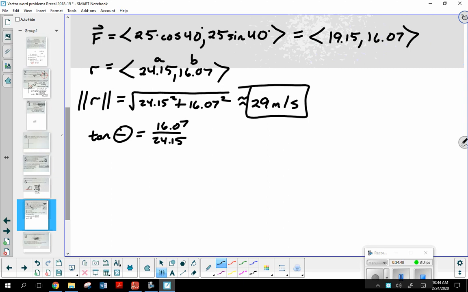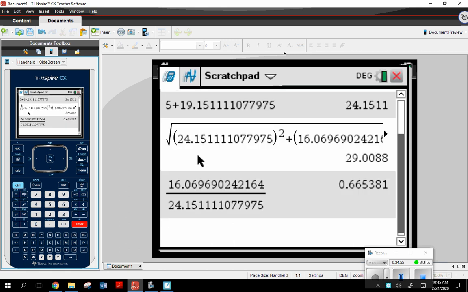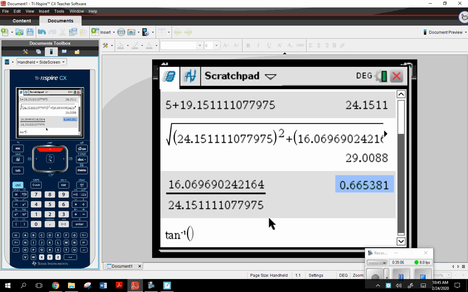24.5. Now, even though I use the rounded version on my paper here, I'm going to use the exact values in the calculator. So here's B, the 16.07. I'm going to divide it by the A. So this is what tangent of theta should equal, 0.665381. Now in order to find theta, I'm going to take tangent inverse of that ratio.